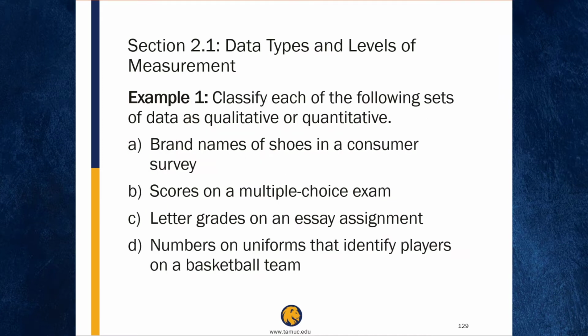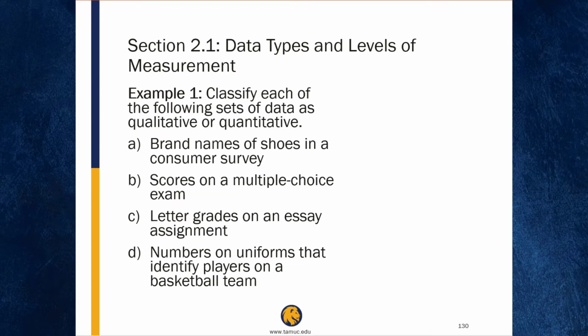So for an example here to highlight different qualitative versus quantitative data, it says classify each of the following sets of data as qualitative or quantitative. Starting with A, it says brand names of shoes in a consumer survey. In that case, we're not dealing with numerical measurements when we talk about brand names of shoes. Those are more like names or categories. So we call that qualitative data.